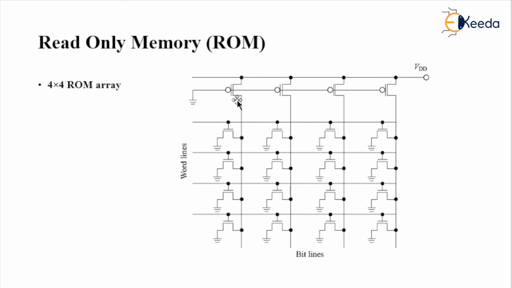So it is acting as a pull up for these bit lines, and the NMOS is connected between the word line and the bit line. See here, this is the word line, the straight one. Wherever the horizontal line is, this is our word line, and this is our vertical line. So the intersection of this word line and bit line consists of one transistor, and this transistor is our NMOS. Clear?